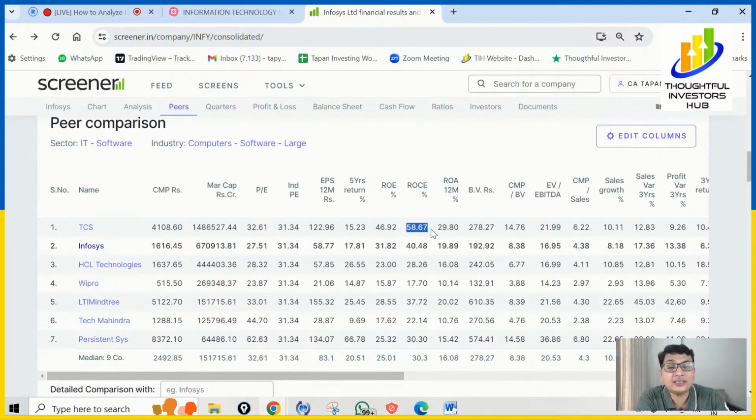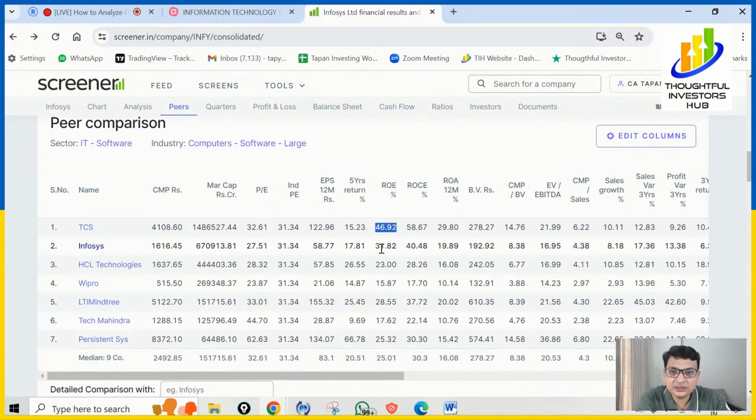ROCE 58. Now, what is ROCE? ROE is return on equity. Can anyone tell me what is the ROCE full form? Type in the chat box. What is ROCE full form? Okay. So, आप देखो यहाँ the highest ROE is of TCS.